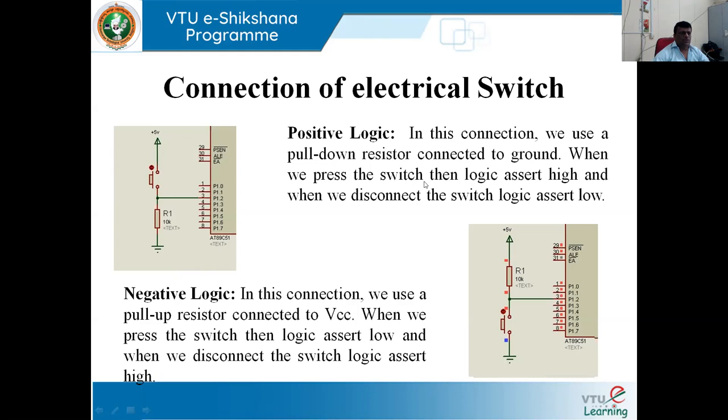When we press the switch, the logic asserts high, and when we disconnect the switch, the logic asserts low in positive logic. Whereas in negative logic, when we press the switch, the logic asserts low, and when we disconnect the switch, the logic asserts high. Basically, positive logic and negative logic are exactly opposite to each other, right? Exactly opposite means what? When we are pressing the switch, in case of positive logic it is high, whereas in case of negative logic, for the same operation, it becomes low, and vice versa.